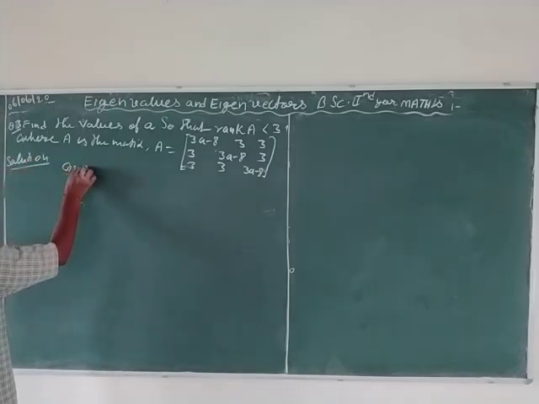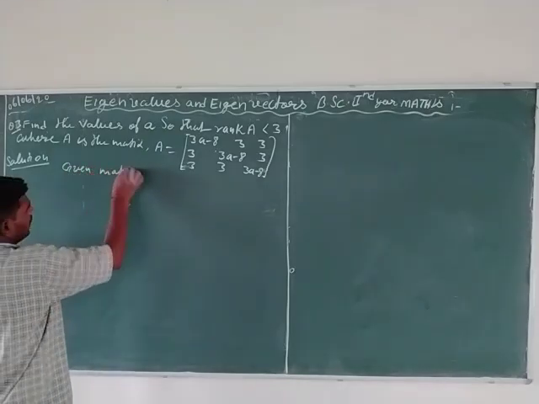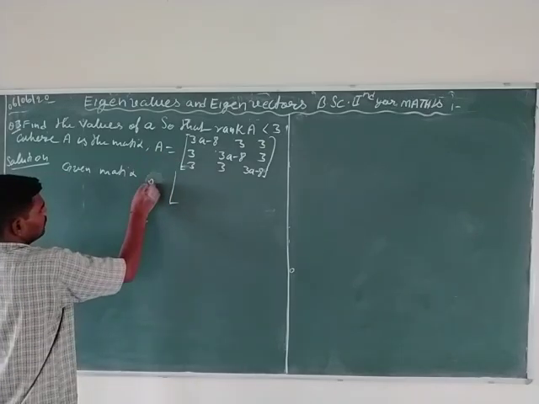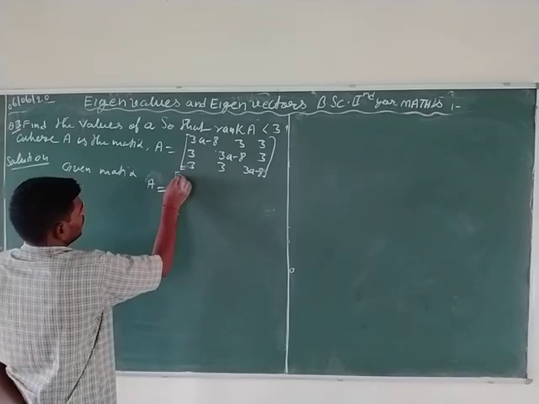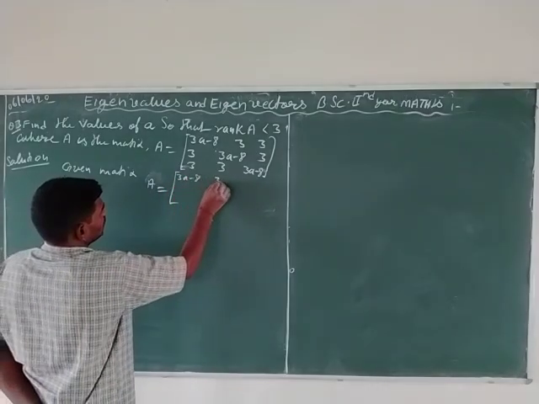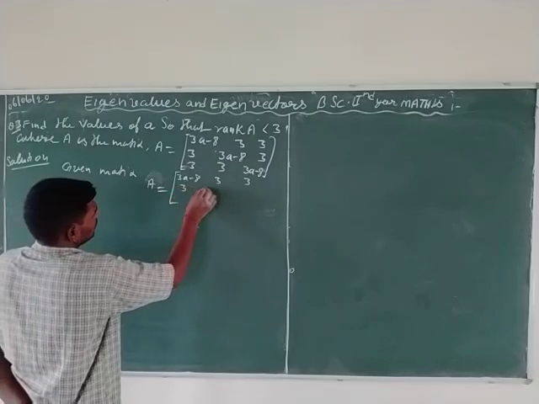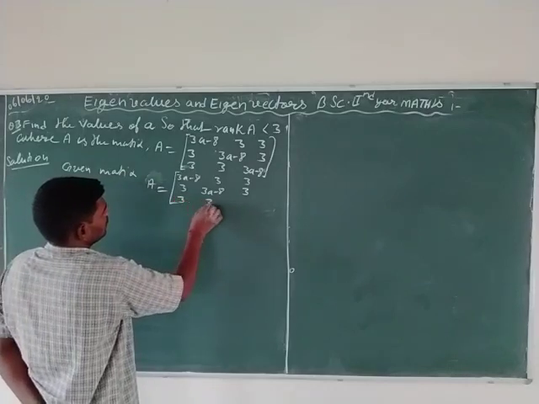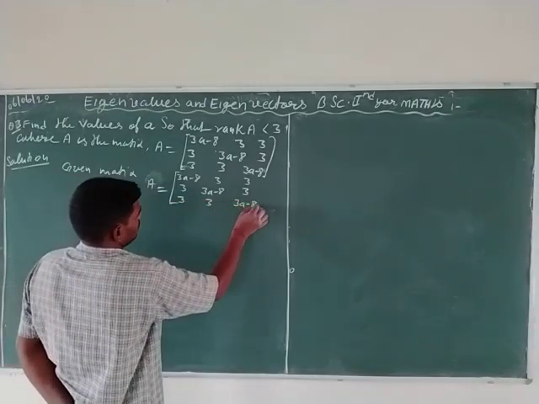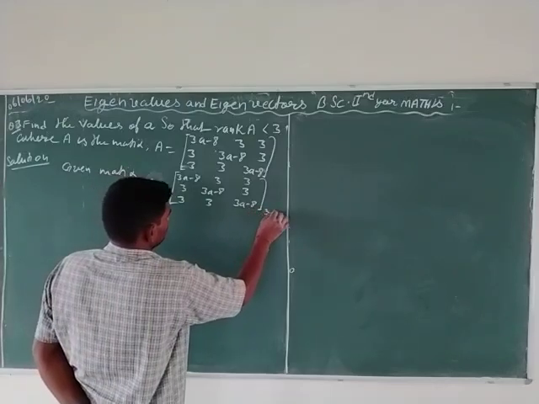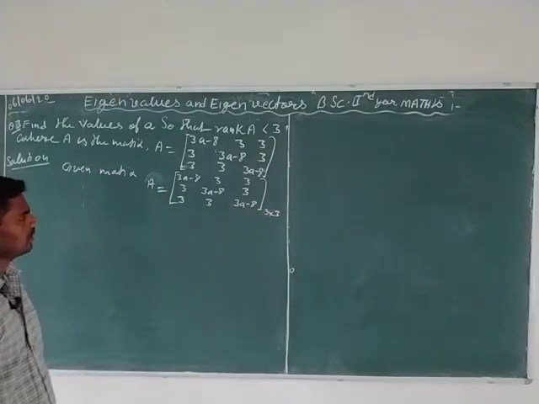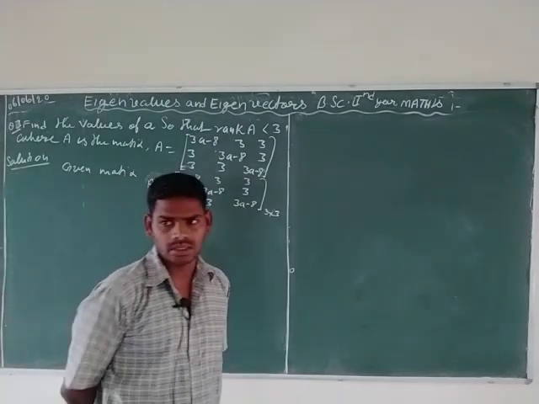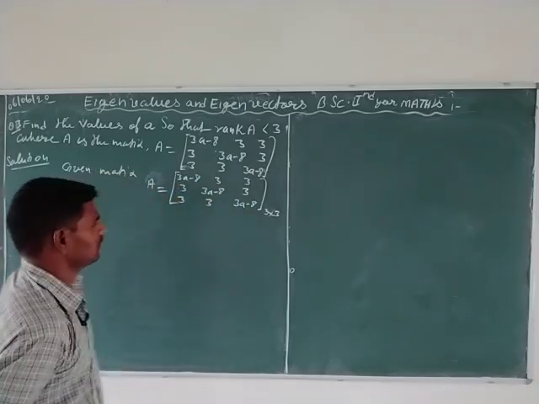Given matrix capital A is equal to 3a minus 8, 3, 3; 3, 3a minus 8, 3; 3, 3 and 3a minus 8, which is the given matrix of 3 by 3 order. According to the question, the rank of this matrix is less than 3. Therefore, the determinant of the 3 by 3 matrix is equal to 0.